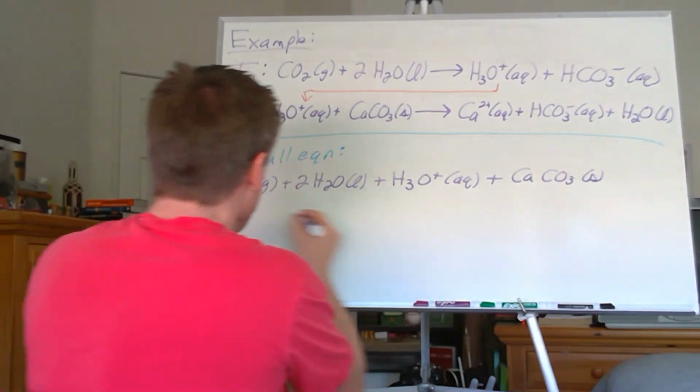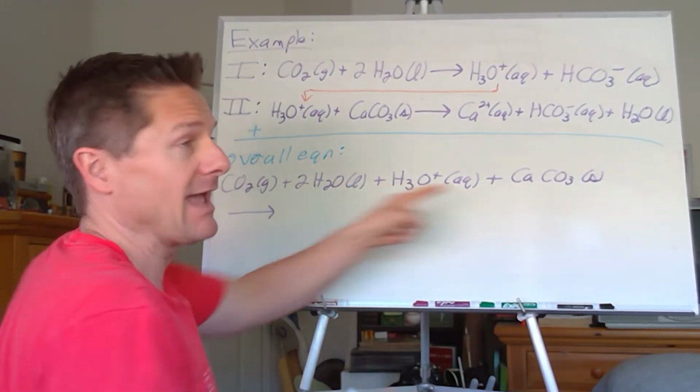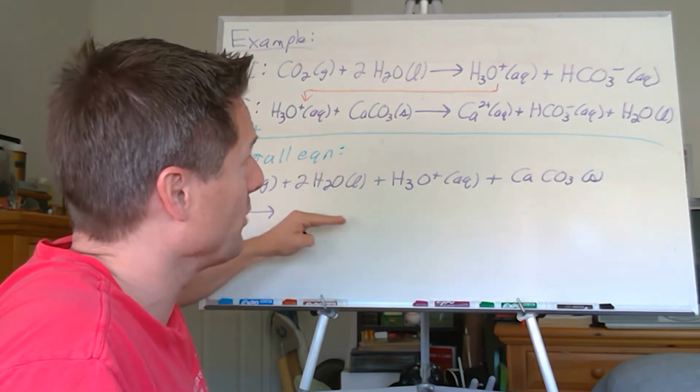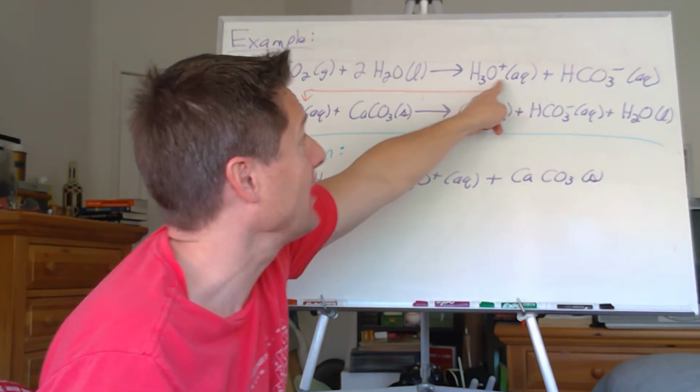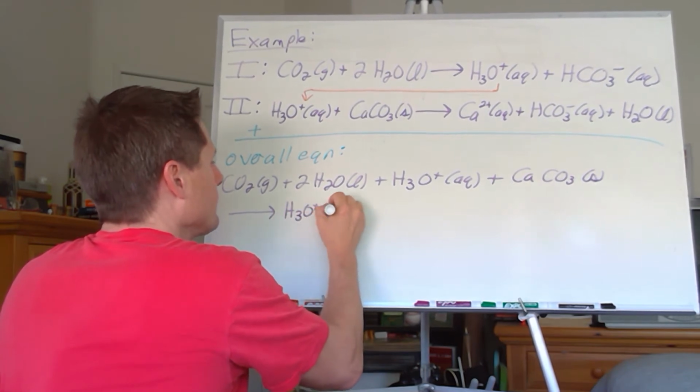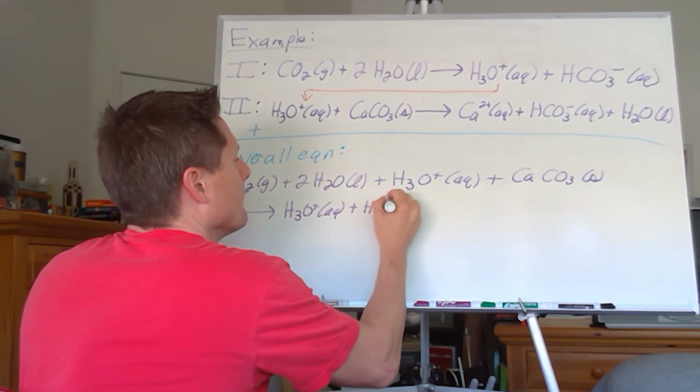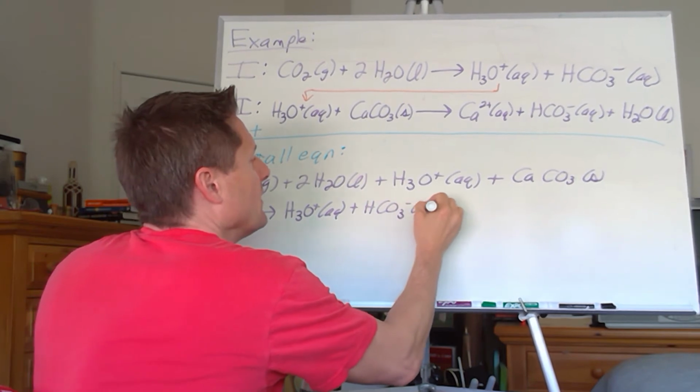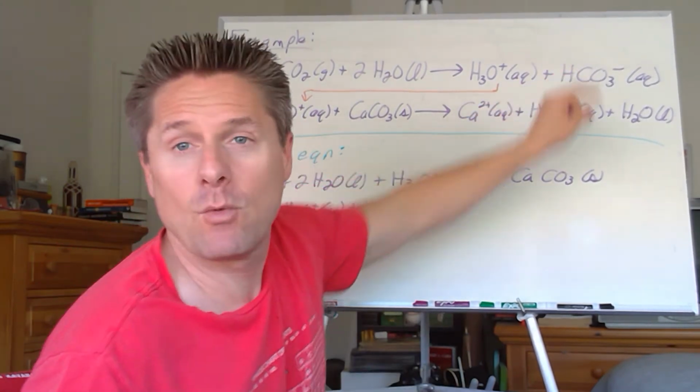And let's draw an arrow. Obviously, I can't fit this all in one line, so I'm just bringing this down. Now let's go to the other side. See the hydronium and the bicarbonate. So that's everything on the right-hand side from equation 1.